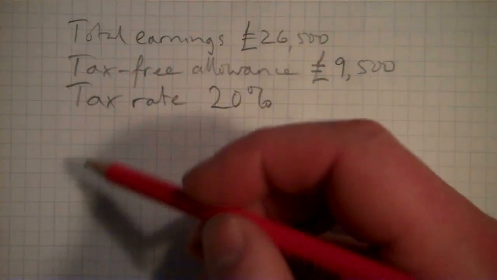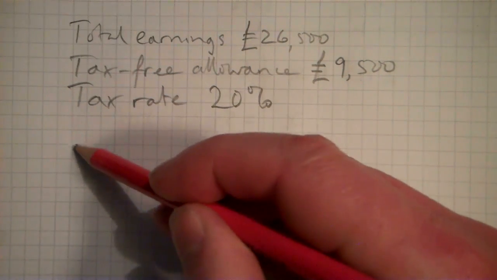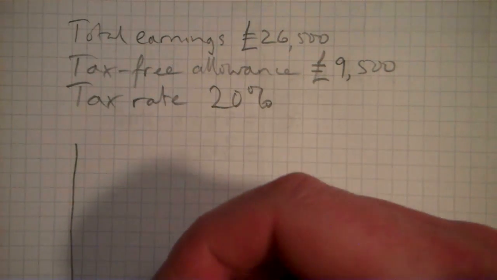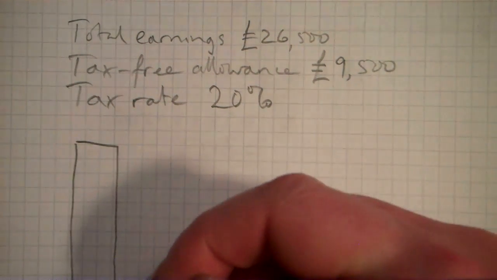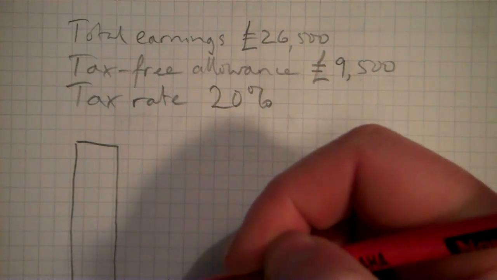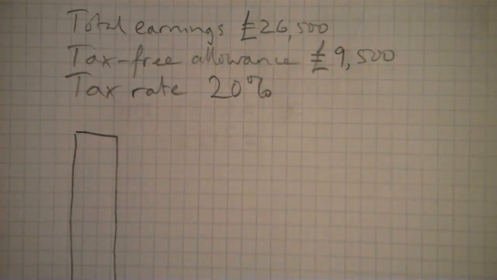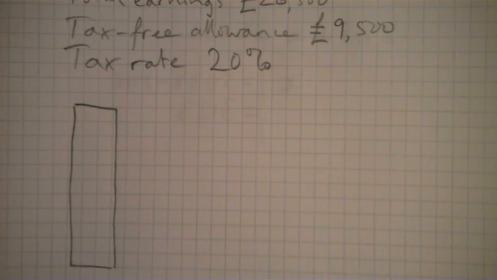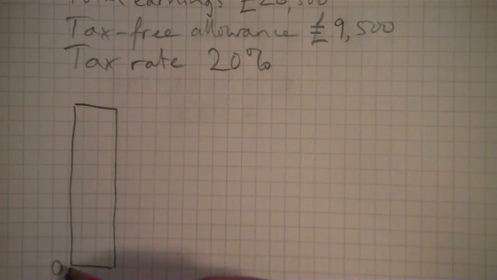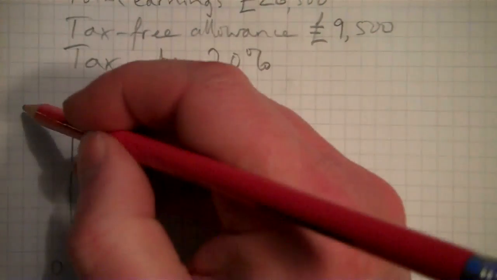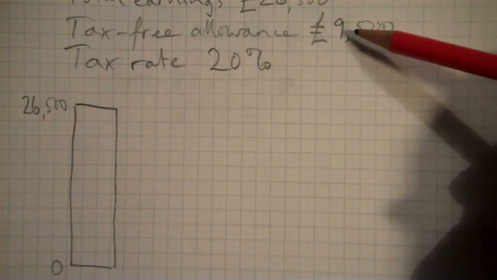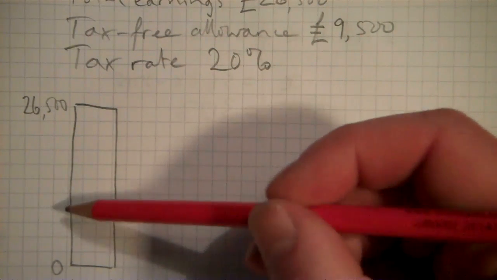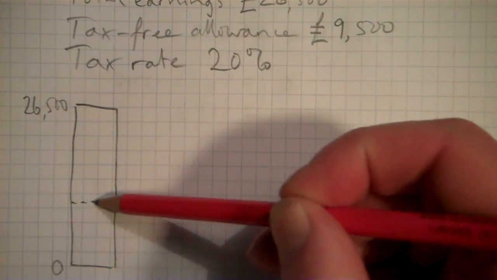Right, I'm going to draw a bar here, a bit like in a bar chart I suppose, to represent her total earnings. Can you see the bottom of that? You can't quite see it. Let me move it up a bit. There we go. So we'll say it starts at 0 there, and her total earnings are 26,500, and then somewhere there's 9,500. Well, that's probably about here to scale, isn't it?